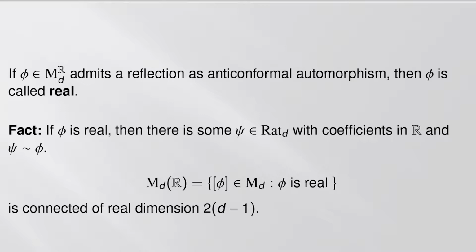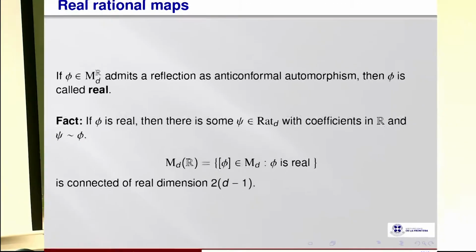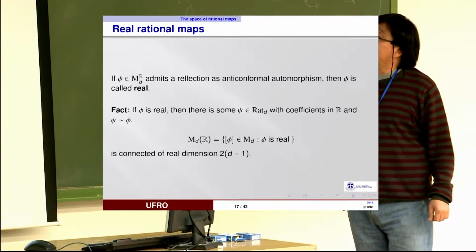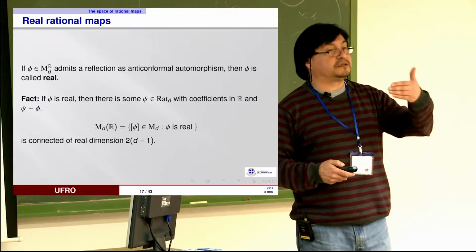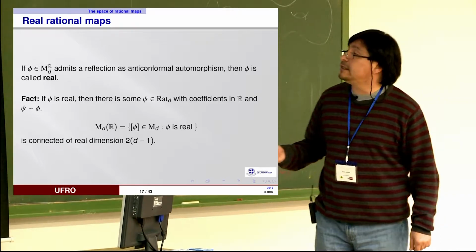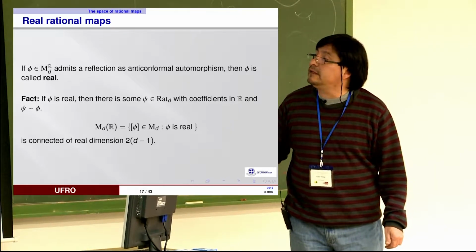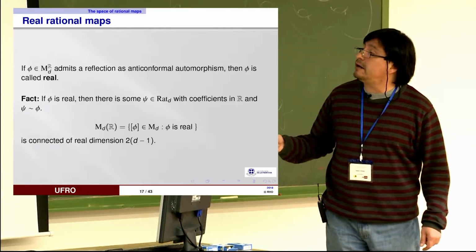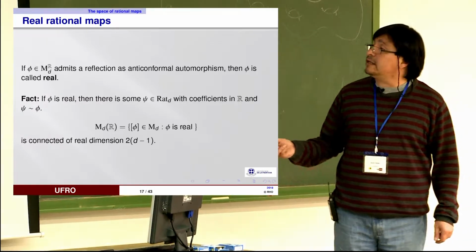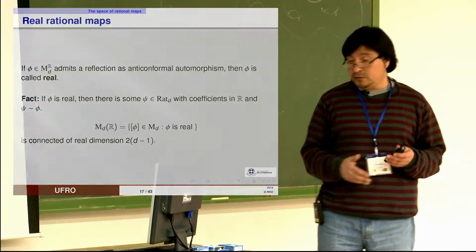So this rational map must keep invariant this real line, the standard real line, and then it means that this rational map will be defined as a rational map with coefficients in R. So I call this MDR in the parentheses, not to confuse with MDR in the top. And this is connected and is of dimension 2d-1 real.